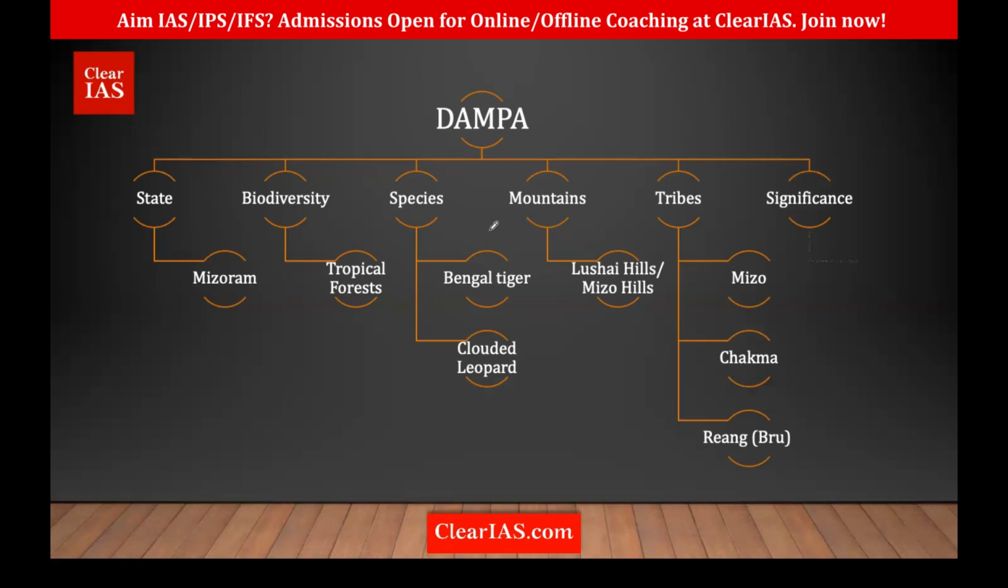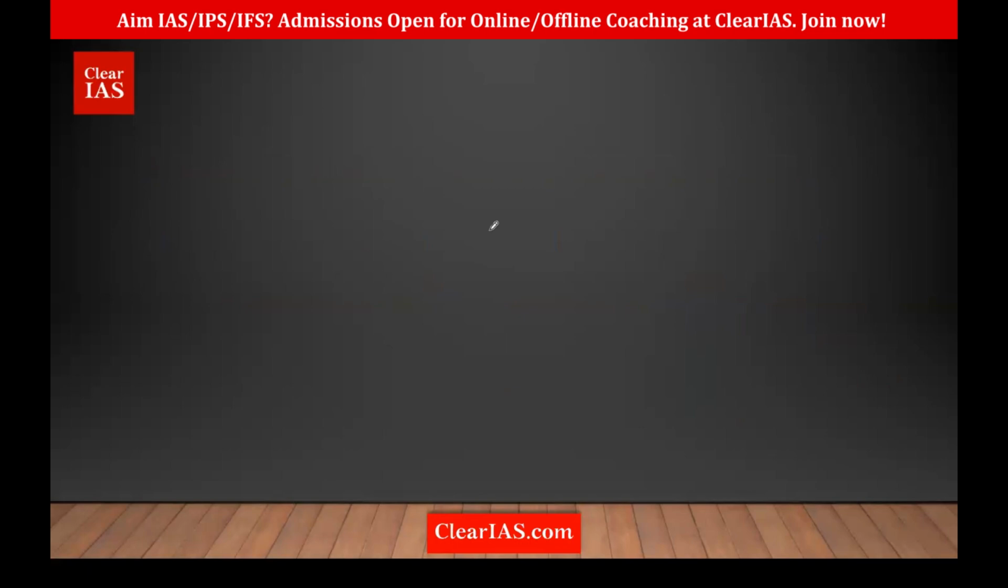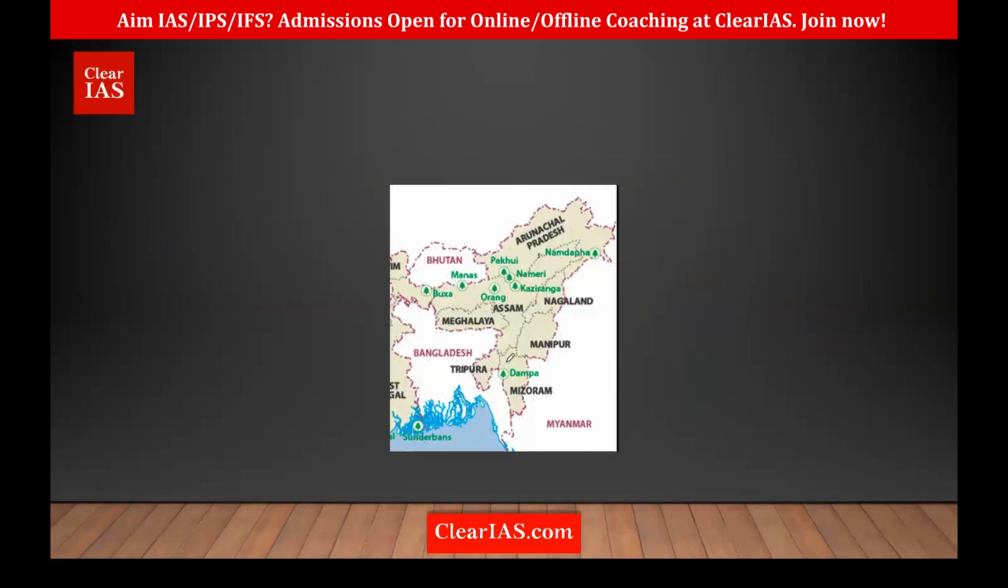Then what is its significance? Yes, it is a wildlife sanctuary as well as what? A tiger reserve. Dampa Tiger Reserve. Remember, it is in Mizoram. So you can see the location. It's in the south, almost at the border of what? Bangladesh. Okay, Dampa Tiger Reserve.